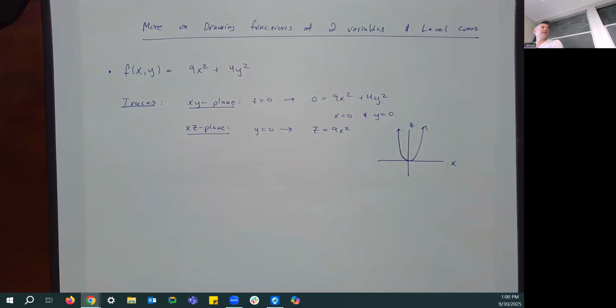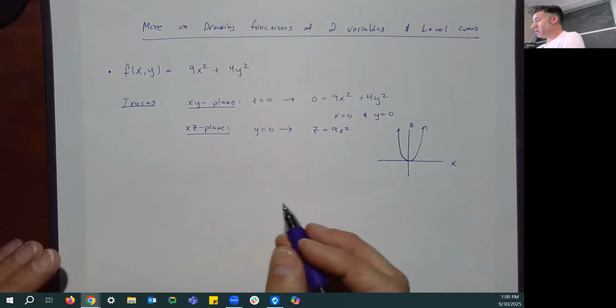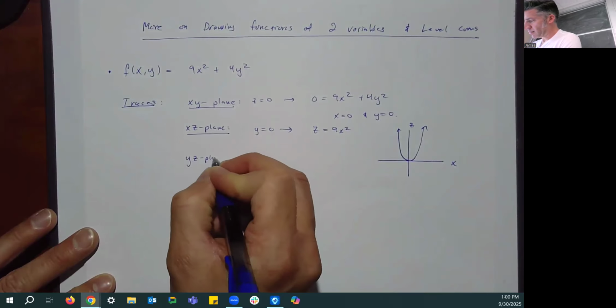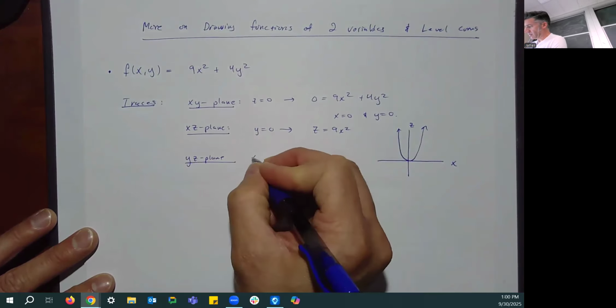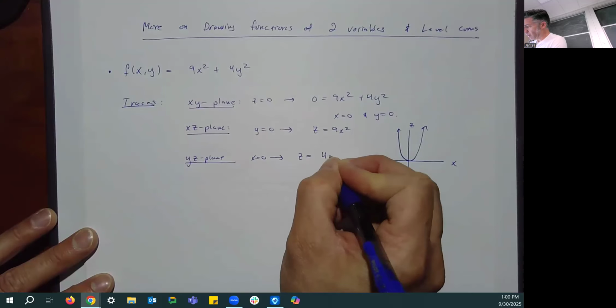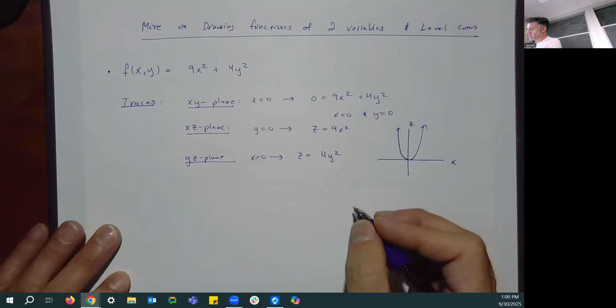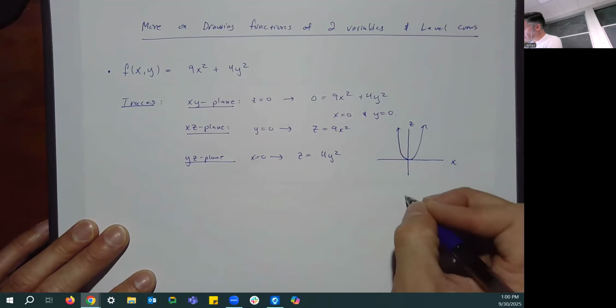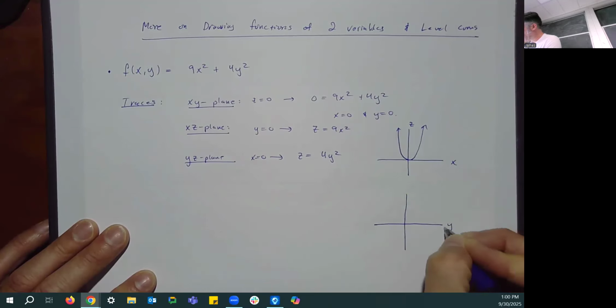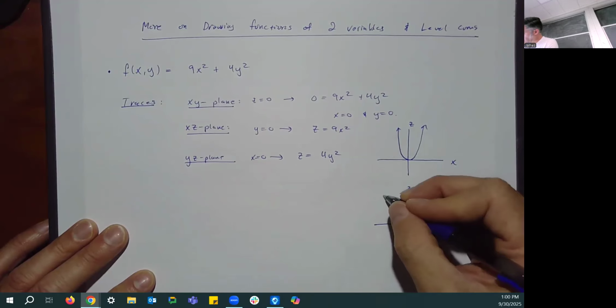Whenever you're graphing traces, the z-axis is the vertical axis, and either x or y is the horizontal one if you're in the xz or the yz plane. Similarly, in the yz plane, if we set x equal to 0, we end up getting z equal to 4y squared, which isn't quite as steep, but still giving us a similar graph. I'll draw it a little less steep.